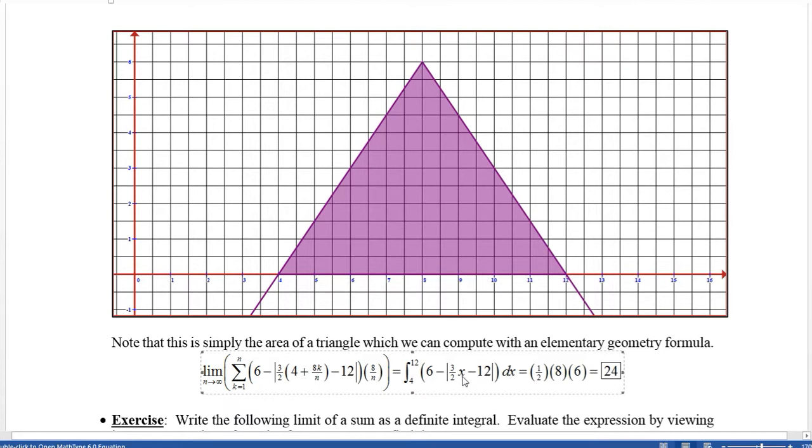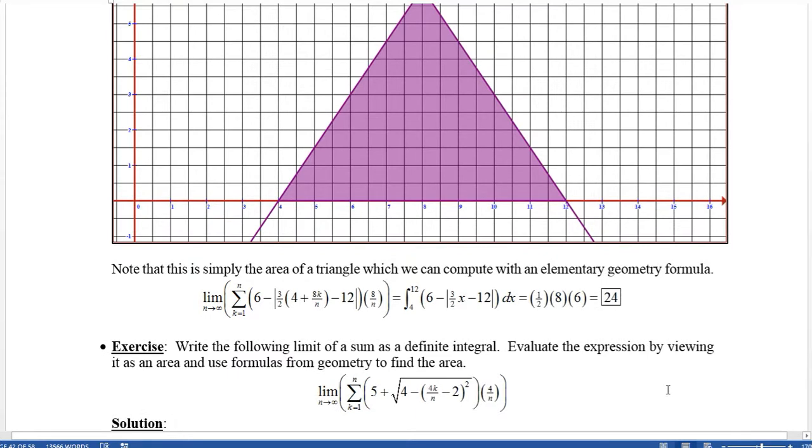If you plug in an 8 for x, 8 divided by the 2 is 4. Right? 4 times the 3 is 12. 12 minus 12 is 0. Absolute value is 0. 6 minus 0 is 6. So that tallest point right there is at 8, 6. And so the height is 6. 1/2 times 8 times 6. Let's see, half of 8 is 4. 4 times 6 is 24. And so that area, which is that integral, which is that limit of that sum, is actually 24. The next one is very similar.